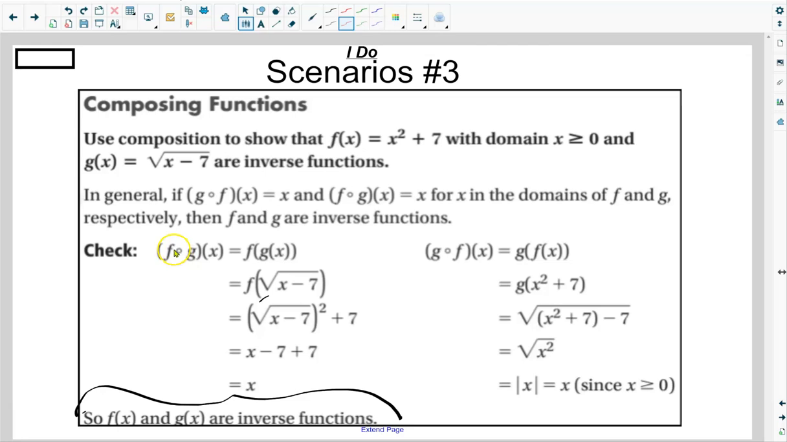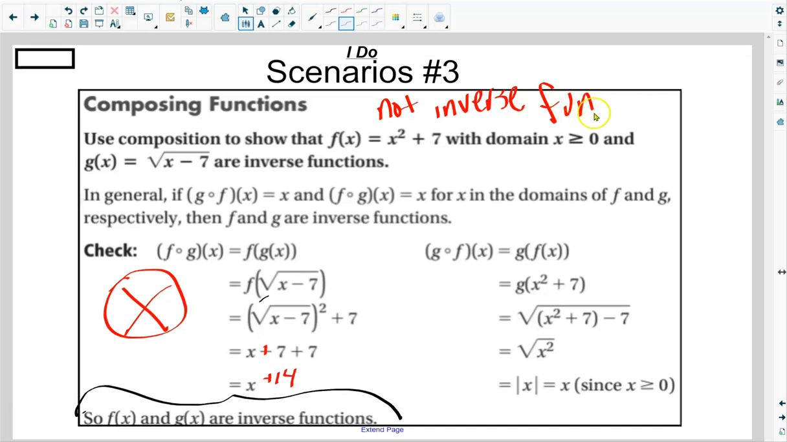If, for example, let's say you take the first composition, f of g, and over here you'd get x plus 7. Here, because it's not an x, it failed the test and you'd be done. You would say not inverse functions.